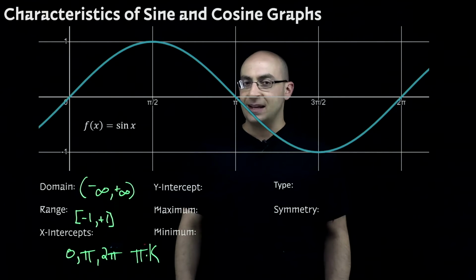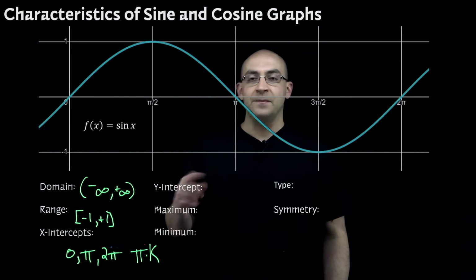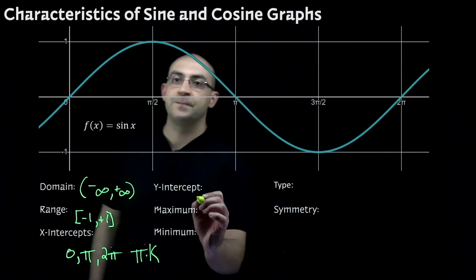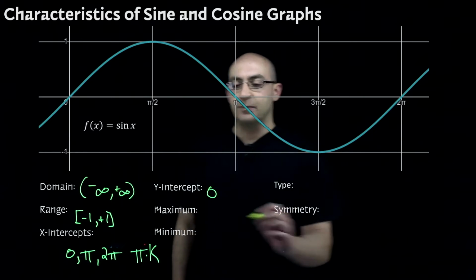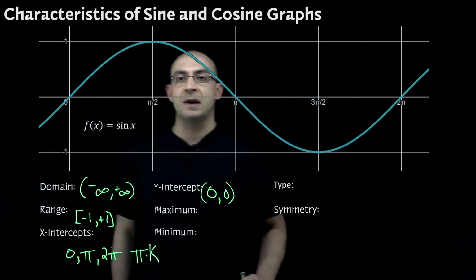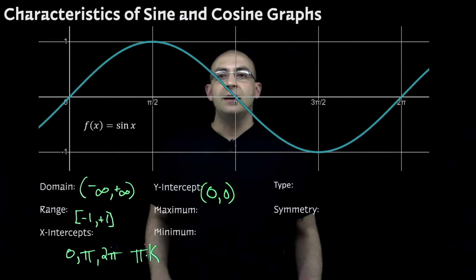The y-intercept isn't so lucky though. There's only one, and that's going to be at 0, 0. Now we could put 0, and that would be fine. We can put 0, 0. That's totally fine as well. It doesn't matter either way for me.